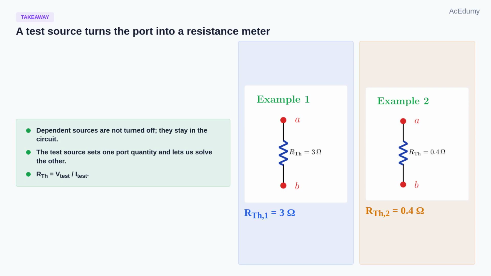The takeaway is simple. When a port network has dependent sources but no independent source, do not invent a Thevenin voltage. Measure the port resistance. Keep every dependent source active, apply a test source, write KCL with the source direction included, and divide the measured port voltage by the test current. In example 1, the resistance is 3 ohms. In example 2, it is 0.4 ohms.